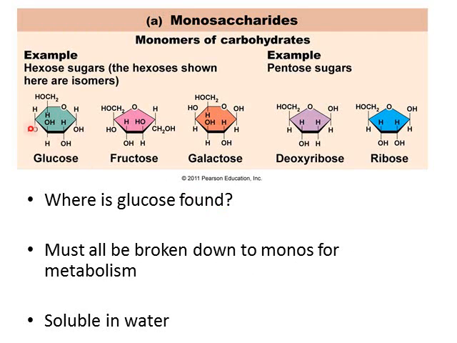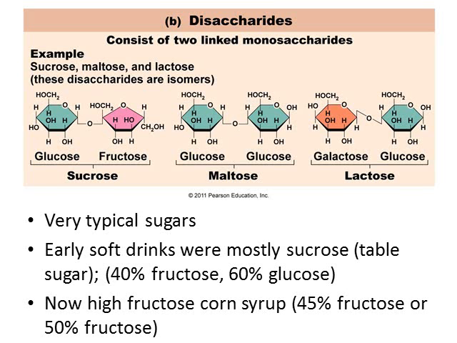So glucose is found in the blood. This is an example of what glucose looks like. These are all monosaccharides, okay? You don't need to know the difference between the different monosaccharides, but you do need to be able to recognize a monosaccharide, okay? So it has one carbon ring. So they must all be broken down to monosaccharides for metabolism. So disaccharides and polysaccharides must be broken down into these monosaccharides first before they can be used for energy in the body. Okay, moving on to disaccharides.